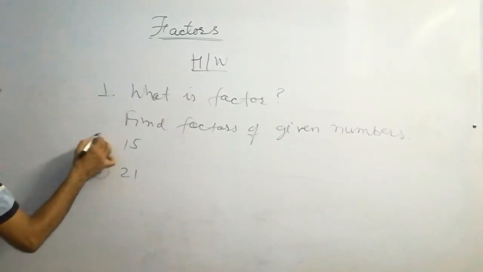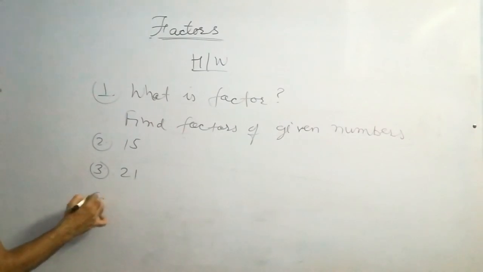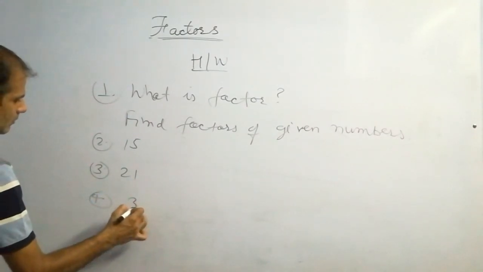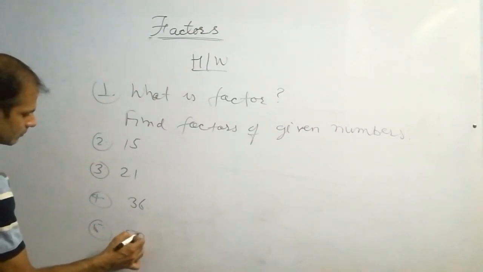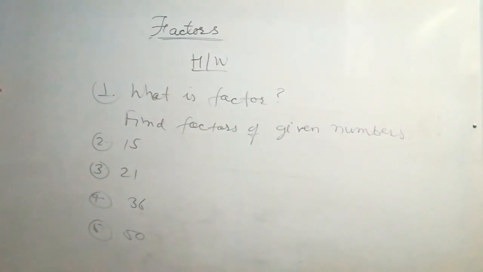Third is 21, fourth is 36, fifth question that is 50. Okay, these are the 5 questions. You will solve all the questions.